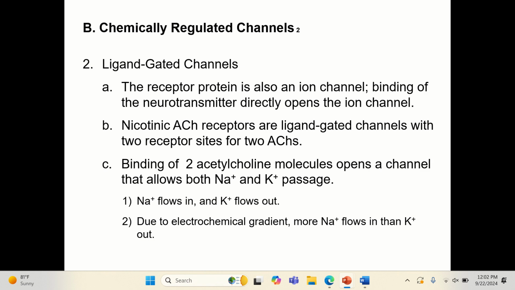And so this is going to effectively depolarize the membrane. Remember I said that in skeletal muscles, this is going to stimulate skeletal muscles to contract. And in autonomic motor neurons, this is going to be released by the presynaptic neuron, and it's going to stimulate an action potential to occur in the postsynaptic neuron.